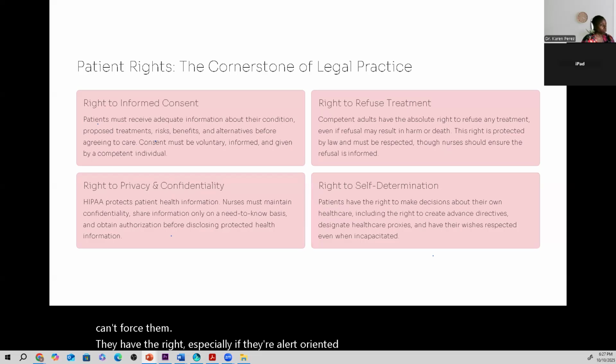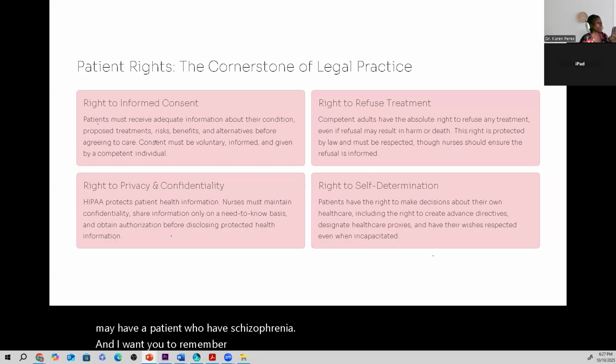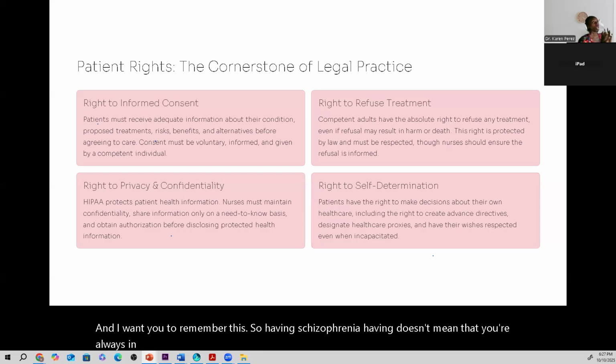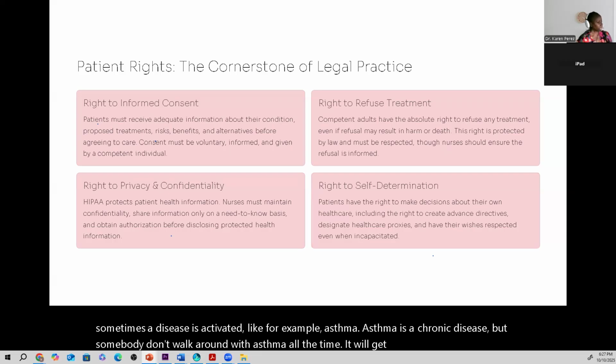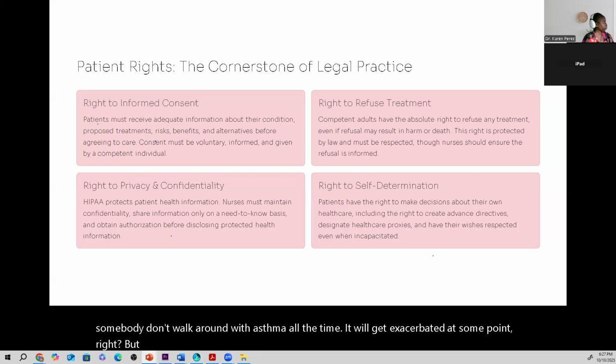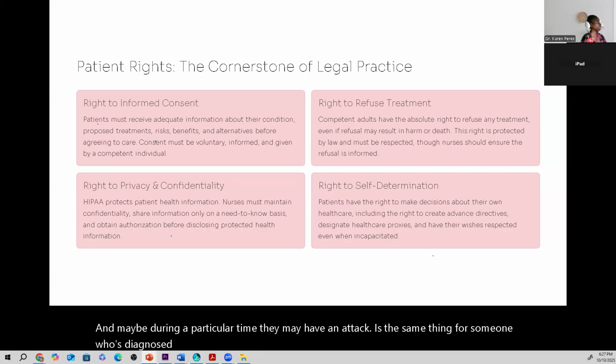And even a patient who has schizophrenia, I want you to remember this. Having schizophrenia doesn't mean that you're always in a psychotic state. You have people who have a disease, and sometimes the disease is activated. For example, asthma. Asthma is a chronic disease, but somebody doesn't walk around with asthma all the time. It will get exacerbated at some point, right? But sometimes they're free of wheezing and it's fine for a couple of months or weeks. And then during a particular time, they may have an attack. It's the same thing for someone who's diagnosed with bipolar, for example.